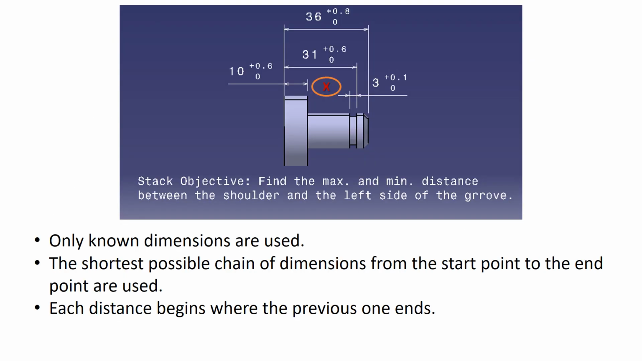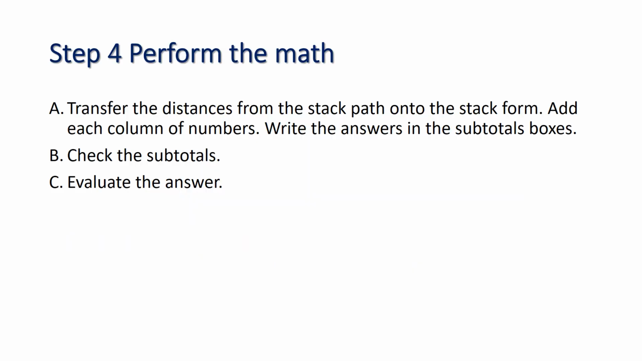Only we have to take the known dimensions. Here you can solve this x. Find the maximum and minimum distance between the shoulder and the left side of the groove given all the known dimensions, and take the shortest possible chain of dimensions, and note that each distance begins where the previous one ends. Then perform the math. Add each column of numbers, check the subtotals, and evaluate the answer as I have shown in the assembly stack in the earlier Excel sheet.